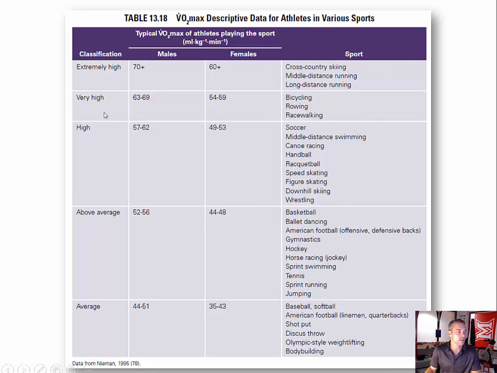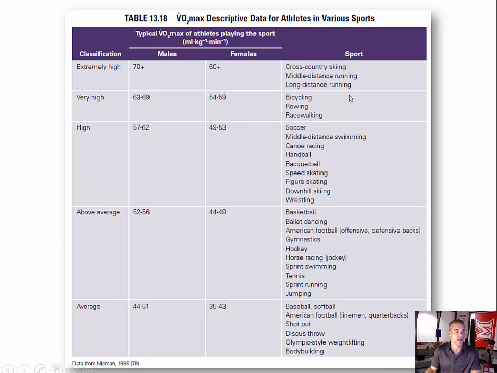So if we look at what is considered above average here for both men and women, above average is about low to mid 50s, and this is in milliliters of oxygen per kilogram of body mass per minute. So low to mid 50s, and mid to upper 40s for females, and you can see some of the sports associated with having an above average VO2 max. And again, we talked about the extremely high, but looking at very high, we see particularly long distance cyclists, rowers, and race walkers that have been shown to have what are considered very high VO2 max values.